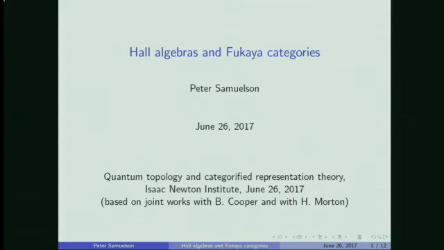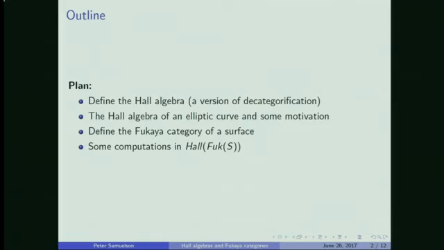So here's the outline for what I'd like to talk about. There's sort of four things I'd like to do. The first is to define the Hall algebra, and I'll do a basic example computation in it. One way to think of the Hall algebra is as some type of decategorification. It's a little more complicated than the other kinds of decategorification, but I'll say what it is. Next, I'd like to talk about the Hall algebra of an elliptic curve and some motivation for the next two parts. Third, I'll talk about the Fukaya category of a surface. And fourth, I'll talk about some computations in the Hall algebra of this category.